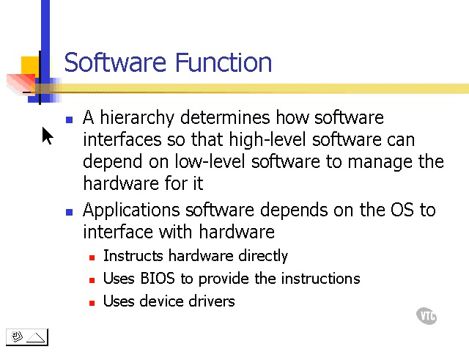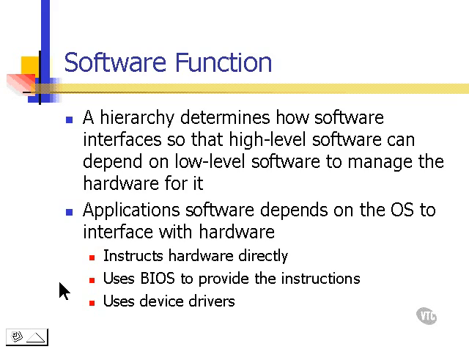The hierarchy determines how the software interfaces, so that a high-level software can depend on a low-level software to manage the hardware for it. For example, application software depends on the operating system software to interface with hardware. The operating system software instructs the hardware directly, uses BIOS to provide the instructions, and uses device drivers, which are included with every piece of hardware.